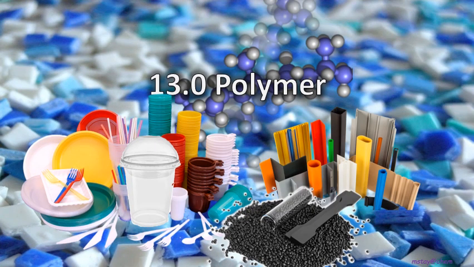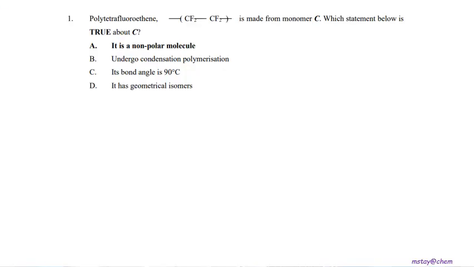Let's continue with the chapter Polymer objective questions. Question number 1. Polytetrafluoroethene is made from a monomer C. Which statement below is true about the C?